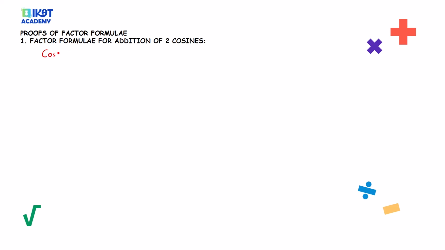So now, two angles in a cosine. We're going to assume cos(A plus B) plus cos(A minus B). Here this is addition of two cosines. Now we can expand each of these using the compound angle formula. So this is cos A cos B minus sine A sine B, then whole of this plus cos A cos B plus sine A sine B.